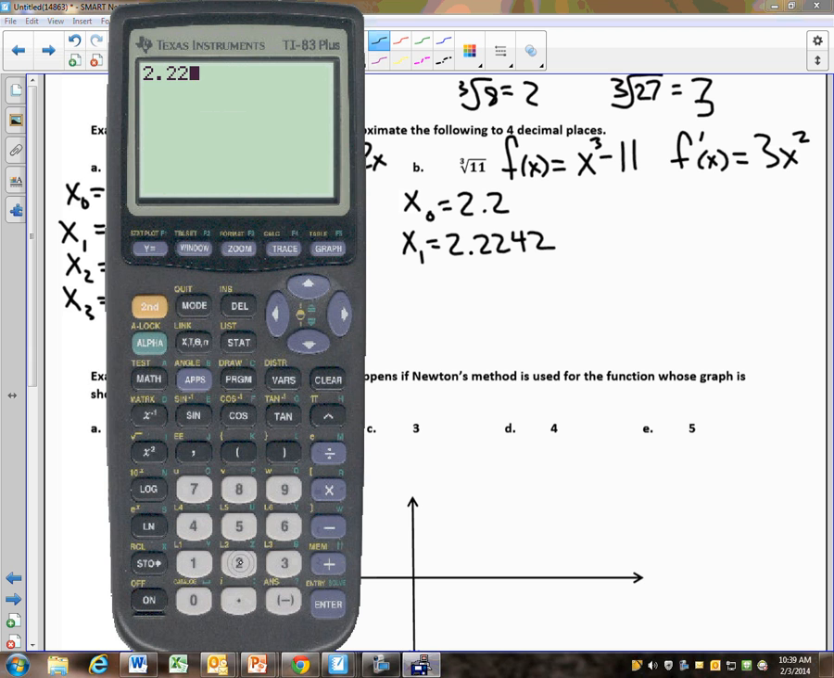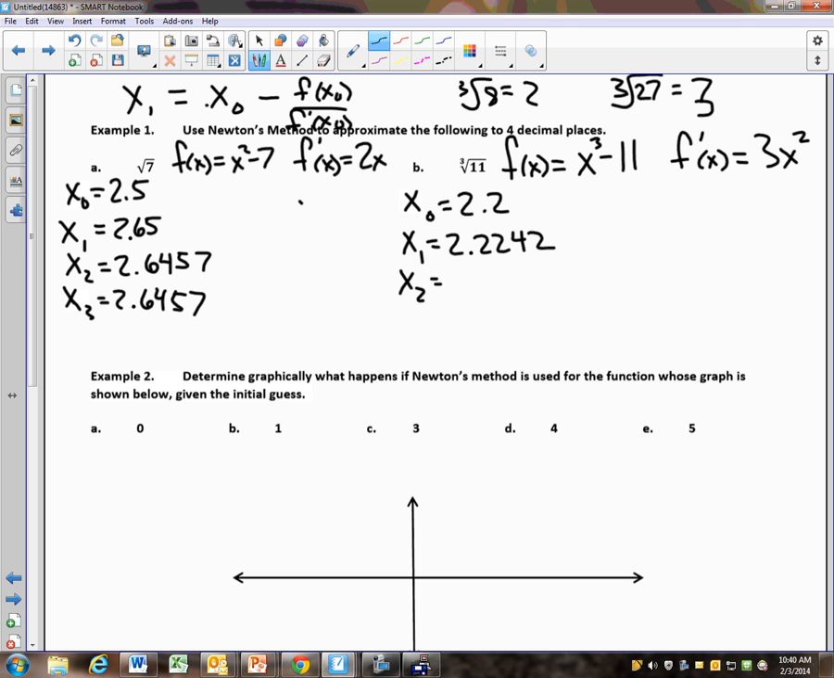2.2242 minus, parentheses, 2.2242 to the third minus 11, divided by 3 times 2.2242 squared. 2.2240. Are we accurate to 4? We're not. So we need to do it again.